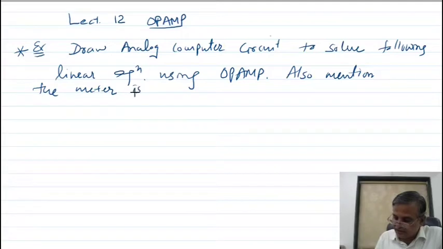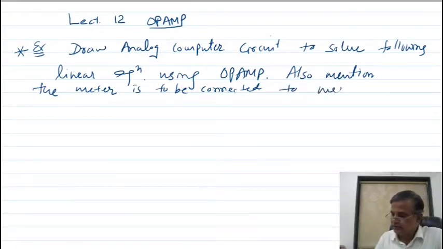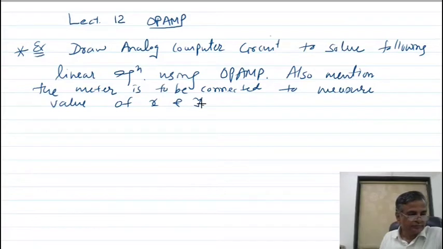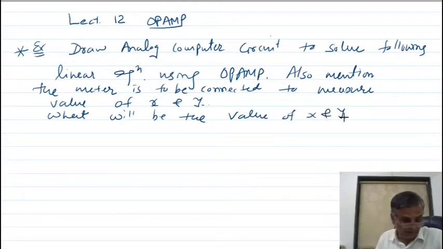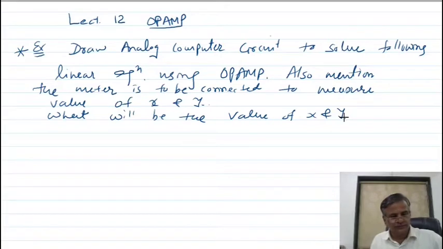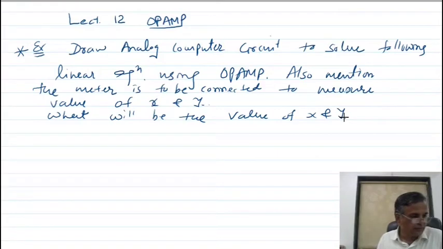is to be connected to read the solution, or to measure the value of x and y. And what will be the value of x and y? I have taken this from some different book.